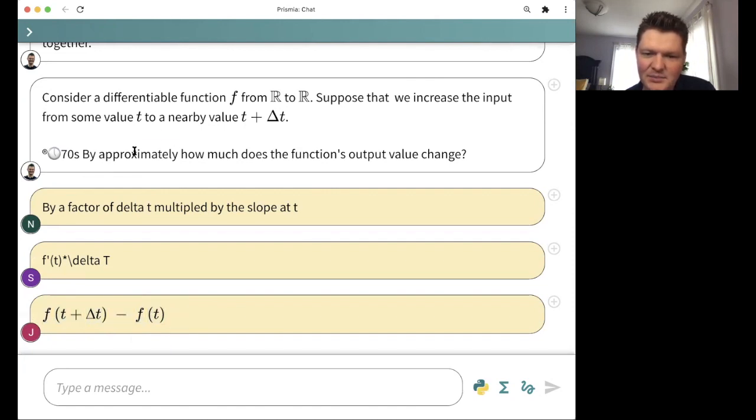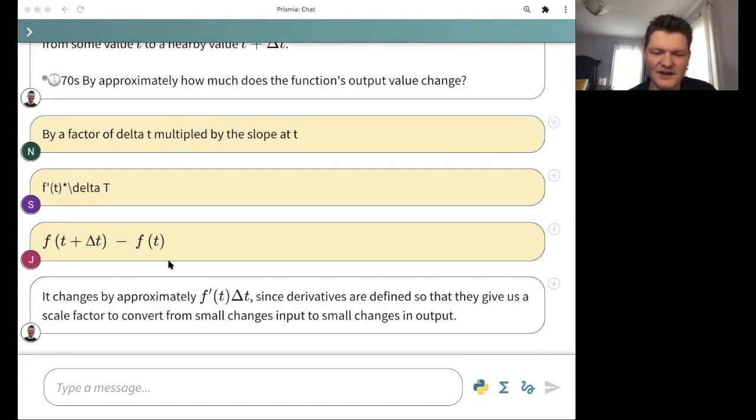And I guess by putting approximately here, I was sort of pointing towards a particular simplification, which is what was pointed to by these other answers. So it's delta t times the slope at that point, and the slope is also known as a derivative. So we can say f prime of t times delta t. So this is sort of in some sense the main idea of what a derivative is. It's a scale factor to convert from small changes in input to the resulting changes in output. So if our small change in input is delta t, we need to multiply by that scale factor to get approximately the change in output.